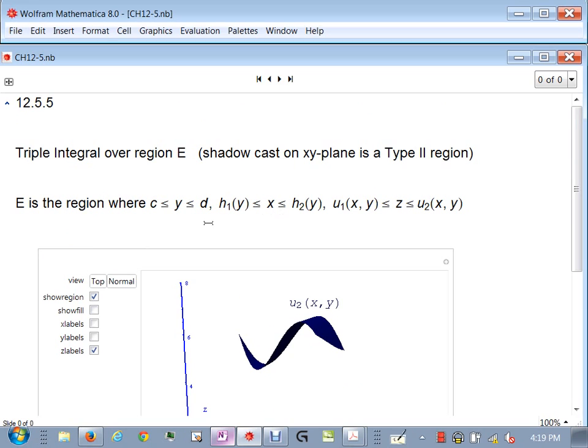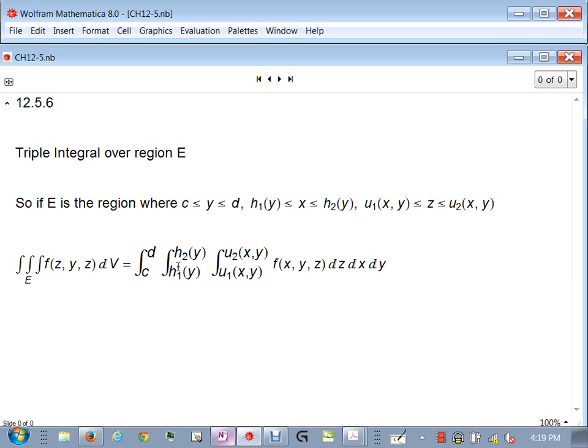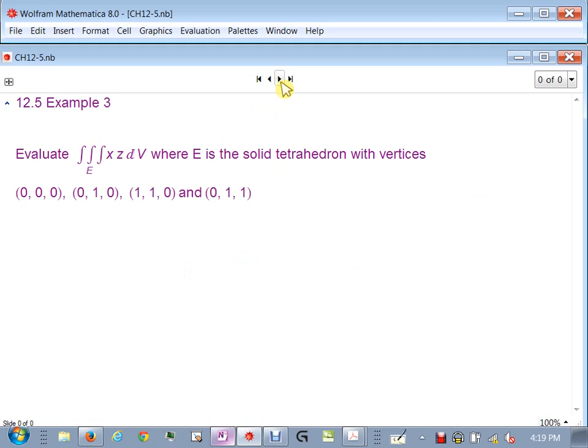This is pretty much the same setup, right? But your y and x's have changed places, basically. Your y is stuck between the constants. Your x is between the two functions of y. So therefore, in the integral, that's going to have to change also. Your order of integration is going to be different, right? The outer integral is going to be with y, and then x is the next one, then z is the inside. Okay? This presents somewhat of an issue. I'm not going to do that one.